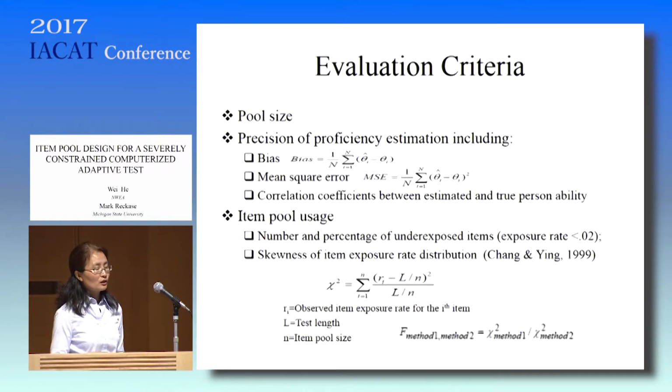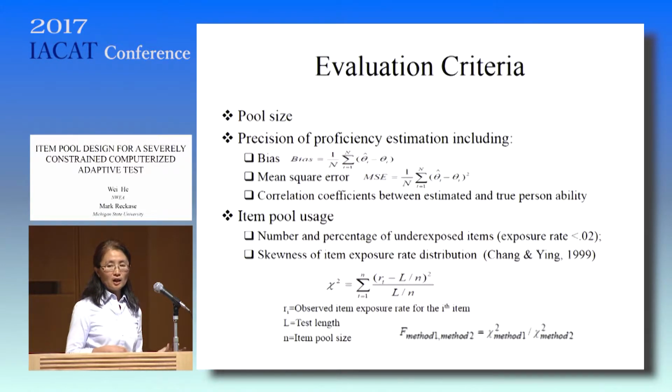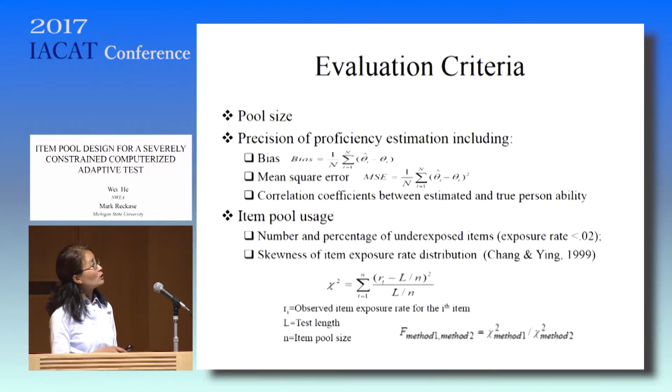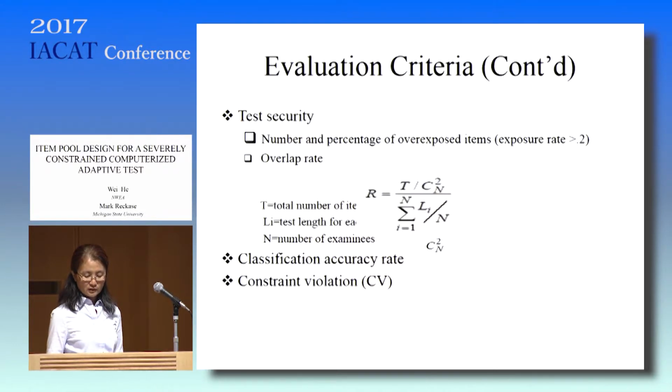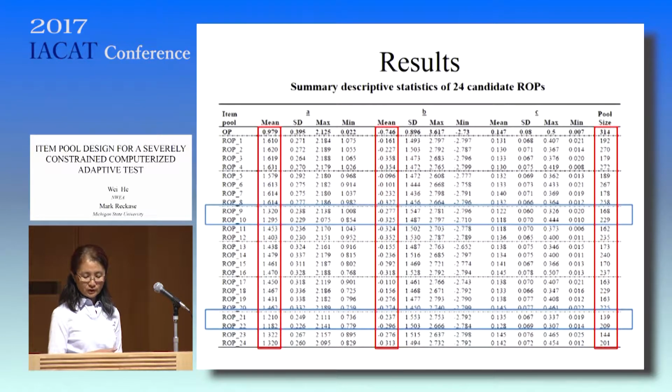We also use a couple of criteria to evaluate the quality of the candidate item pools. So those criteria include pool size, ability estimation precision, item pool usage, test security, classification accuracy rate, because the target CAT was a placement test, as well as constraint violation. So those are the results. Let's just quickly review the results.